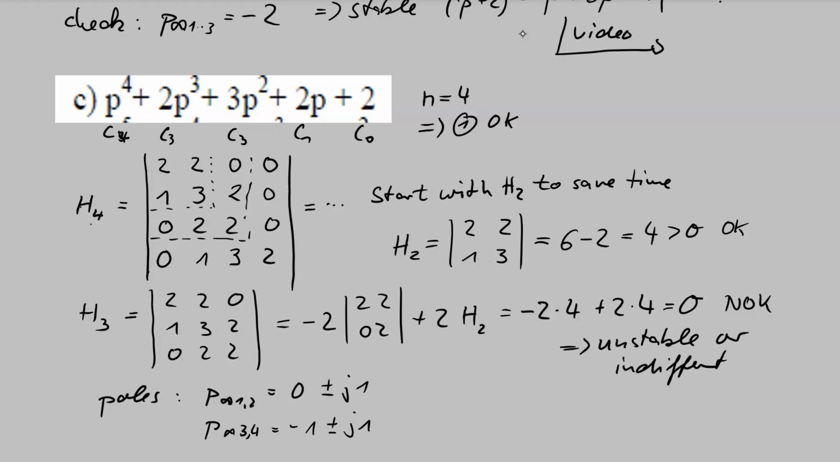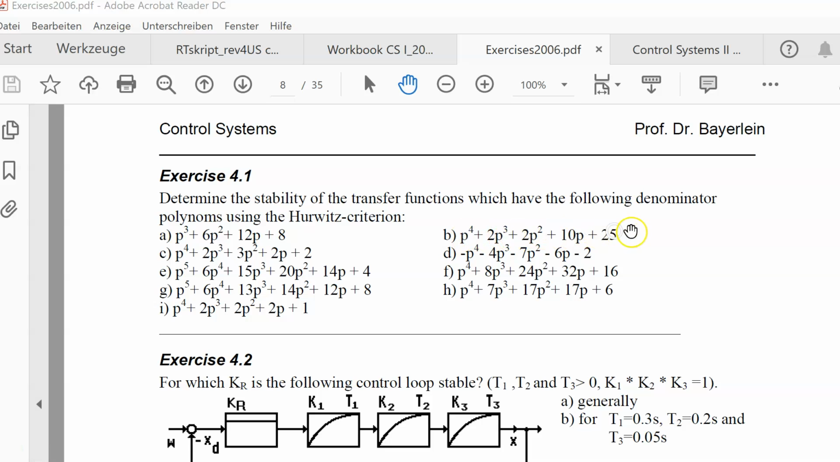So, yeah, this is not okay. The 0 is not okay. That means if there is a 0, one of the determinants also is 0, so we are in the indifferent case, and that is not allowed. Okay, next example. Let's do the job with case B here in this exercise 4.1.